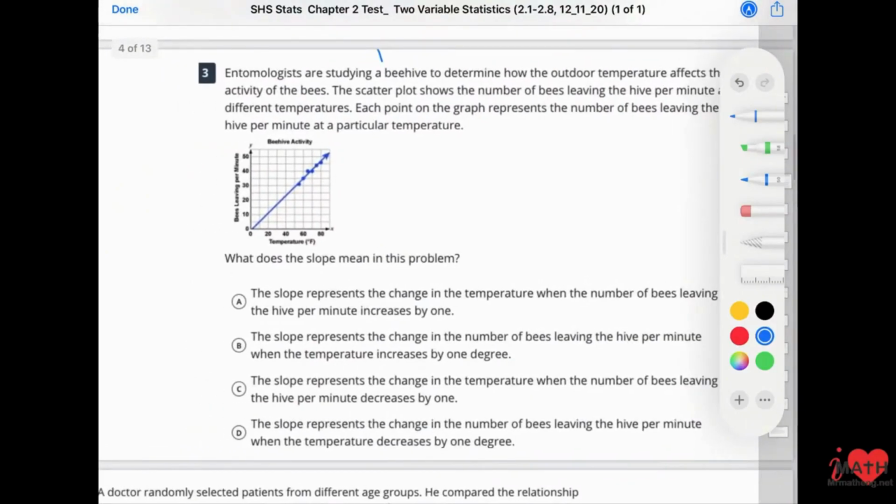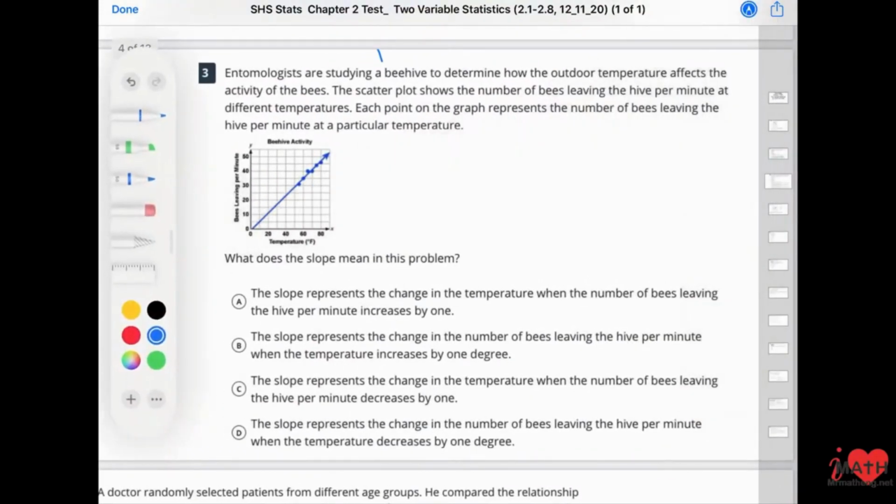See, the ophthalmologists are studying a beehive to determine how the outdoor temperature affects the activity of the bees. The scatter plot shows the number of bees leaving the hive per minute at different temperatures. Each point on the graph represents the number of bees leaving the hive per minute at a particular temperature. What does the slope mean?